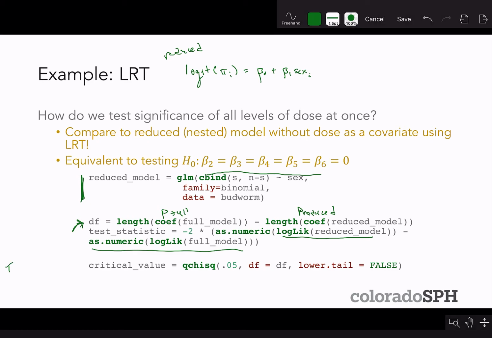We know that the likelihood ratio test statistic in this case follows a chi-squared distribution with degrees of freedom equal to what we calculated right here, which is 5. And we can use the quantiles of the chi-squared distribution to get a critical value for a chi-square test where alpha is equal to 0.05 and degrees of freedom equals 5. And that's what this is calculating here.